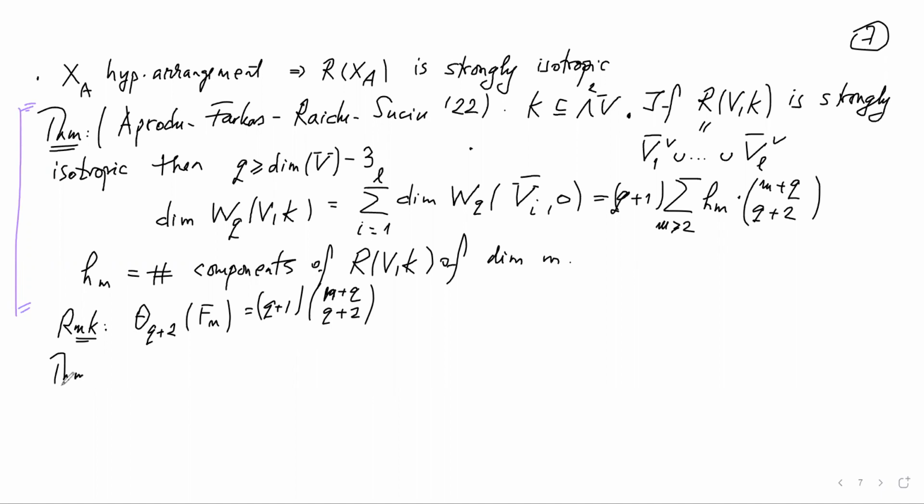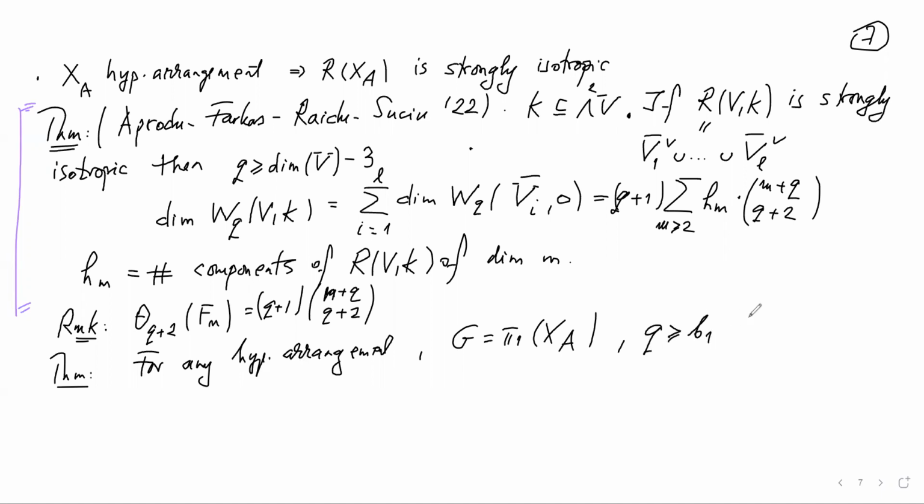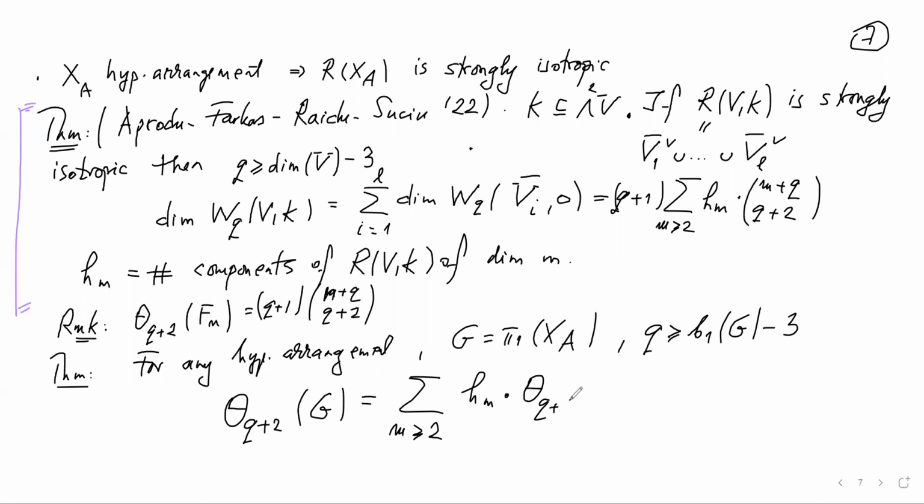And then how does the theorem look like? So for a hyperplane arrangement group, so for any hyperplane arrangement, you have the following thing. So G is the fundamental group of the arrangement. For any q which is at least the Betti number of the group minus 3, you have that the q plus 2nd Chen rank of this group is in fact the sum over m of H_m, and here comes theta q plus 2 of the free group, where the formula for the Chen invariant of the free group is here, and H_m is the number of components of resonance which are of dimension m.